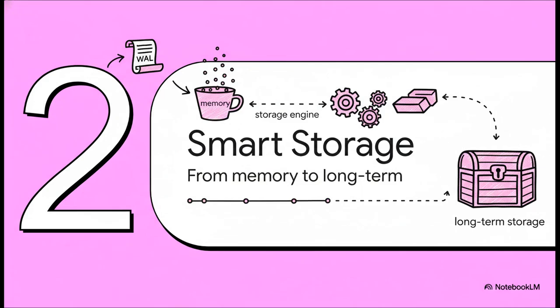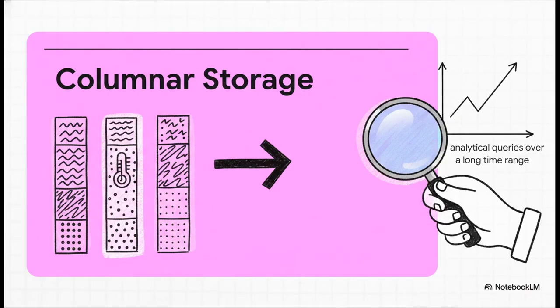Okay, so our data is safe in the WAL and super fast to access in memory. But we can't just keep it in memory forever, right? That'd get expensive fast. So where does it go for the long haul? This brings us to the storage engine, and this is where the magic of efficiency really happens. And to get why RusTs is so efficient, you first have to get your head around columnar storage.